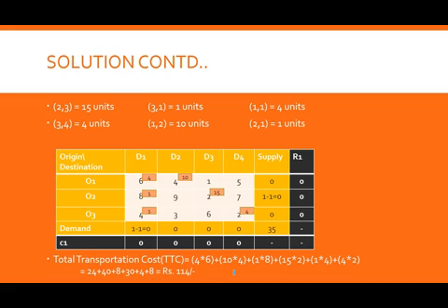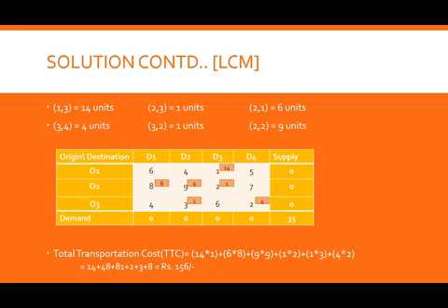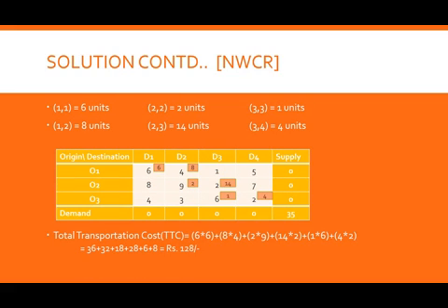So when I solved the same problem using LCM, I got 156. When I solved using NWCR, I got 128. Now also it shows WAM gives you a better solution than northwest corner rule and least cost method, right? The concept of WAM is designed in such a way that it always gives you a better solution than northwest corner rule and least cost method.